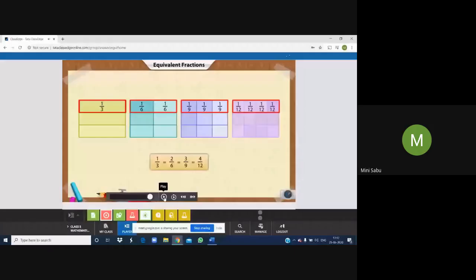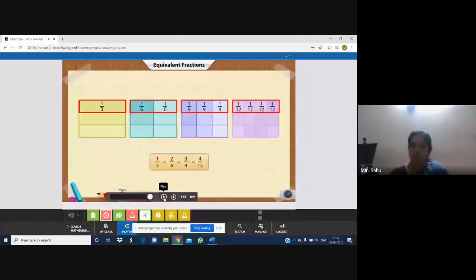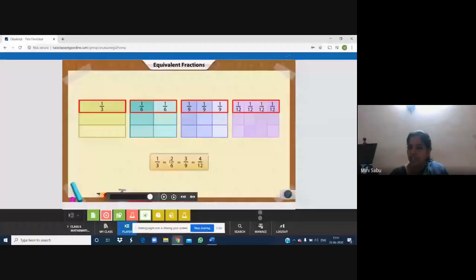Children, in these 4 different fractions, we can see a number pattern. First of all, you look at the numerators. Here, 1 1s are 1, 1 2s are 2, 1 3s are 3, 1 4s are 4. Similarly, look at the denominators. Here is also a number pattern from the multiplication table. Can you identify that?